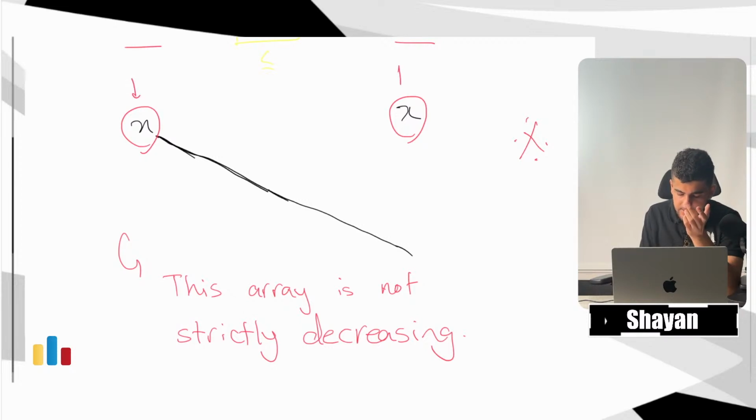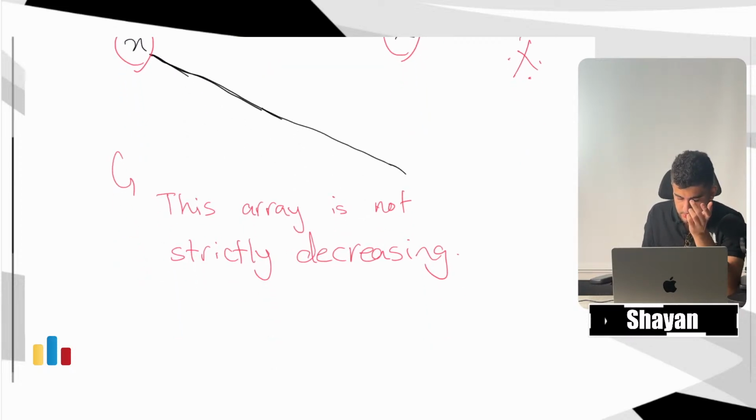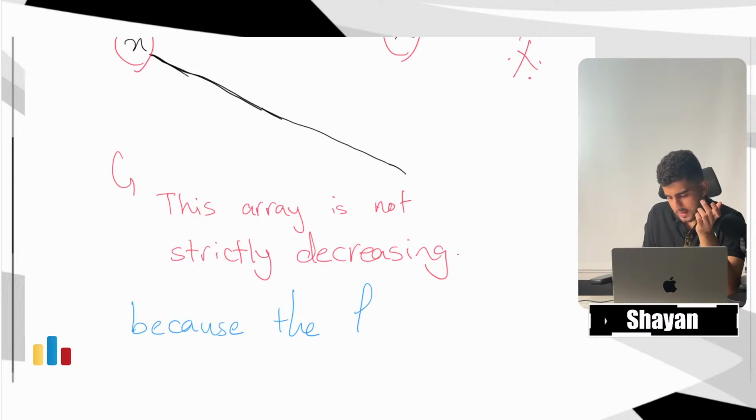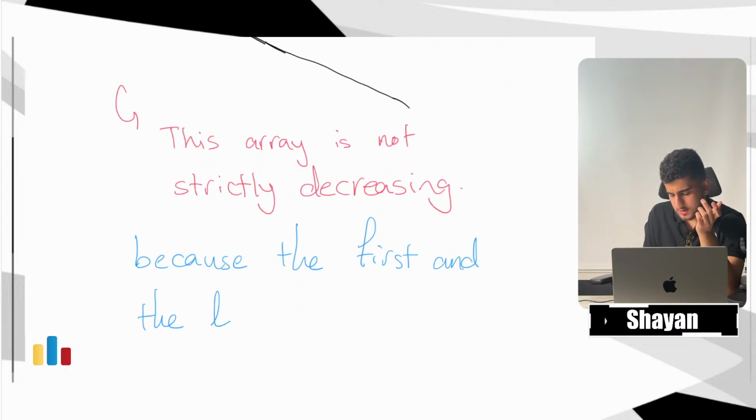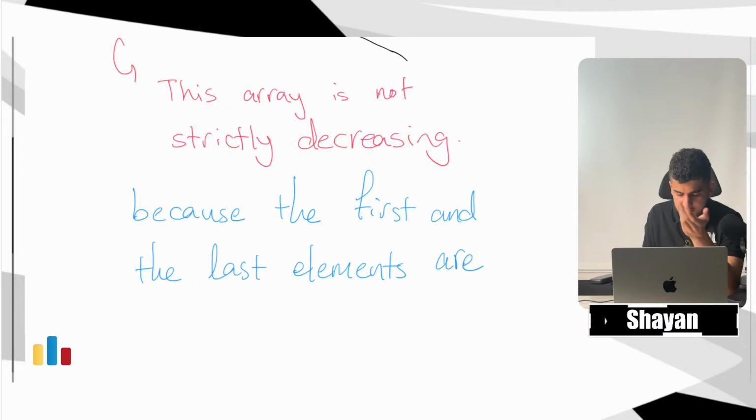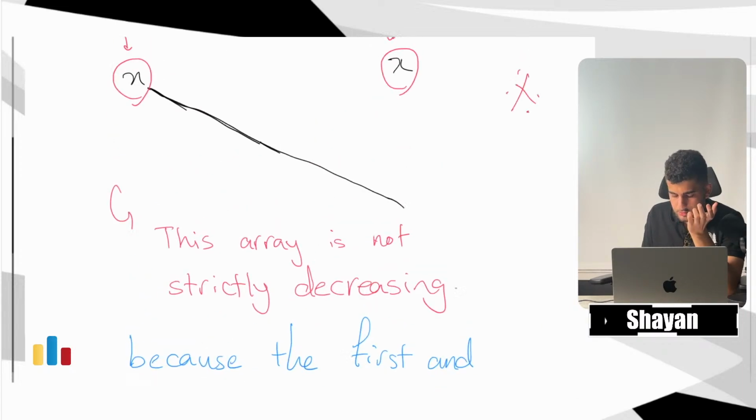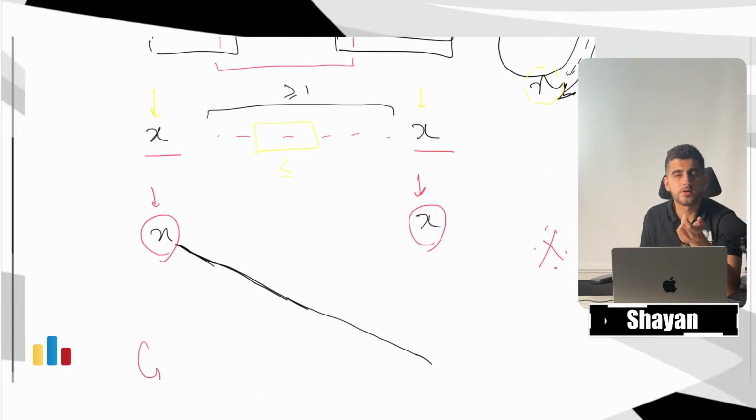I see that the first and the last elements are the same. If it was strictly decreasing, it would not be possible. And because the length is at least 2, there is at least one x and one non-x element. Therefore, I can find two elements such that the first one is less than or equal to the second one. And at least one of them is not x, because no two adjacent elements are x.